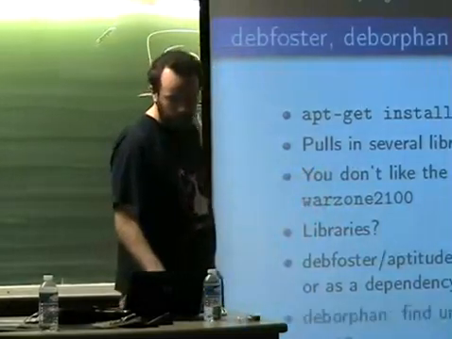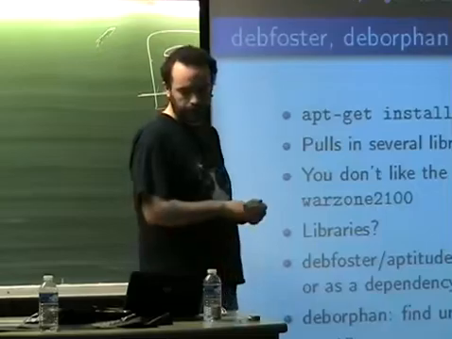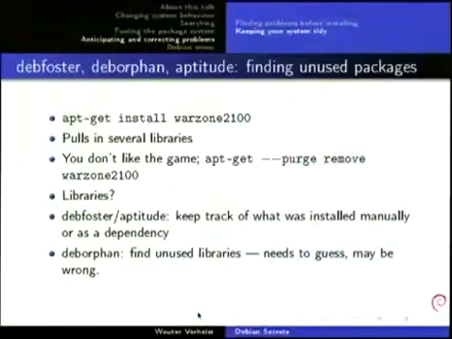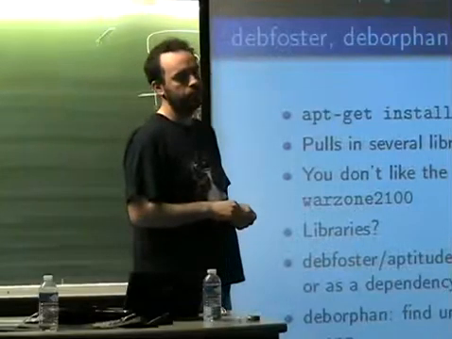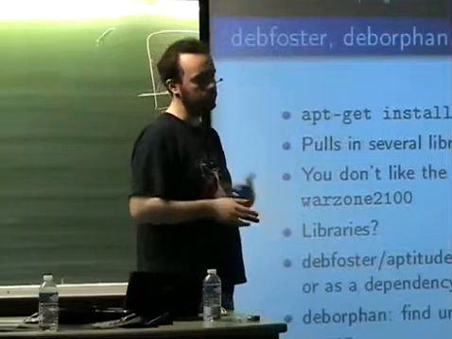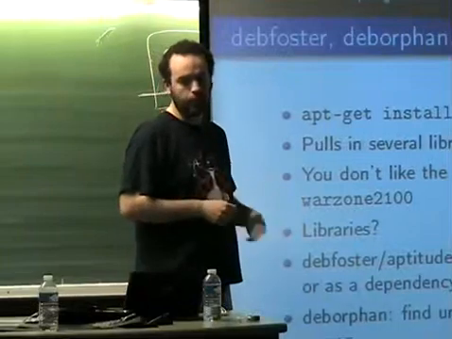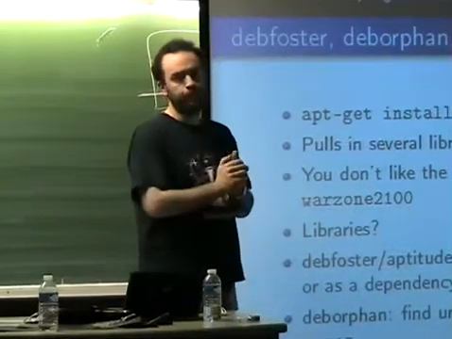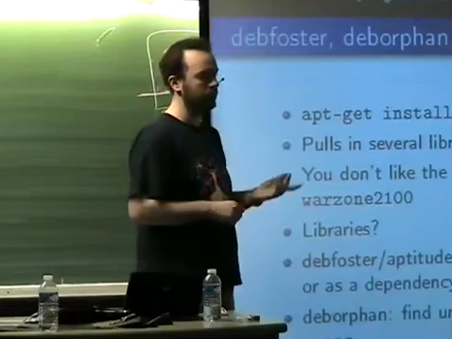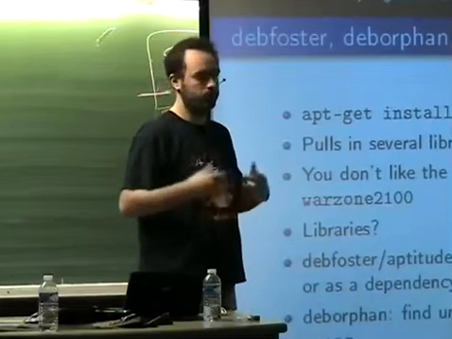So, final one is DebOrphan. It uses some heuristics on libraries and tries to guess which one you may want or you may not want. It can be useful if you've never used one of those before, to get a starting point to clean up some old stuff. But of course, since it needs to guess, it's probably going to be wrong at some point, so you may want to be careful there.